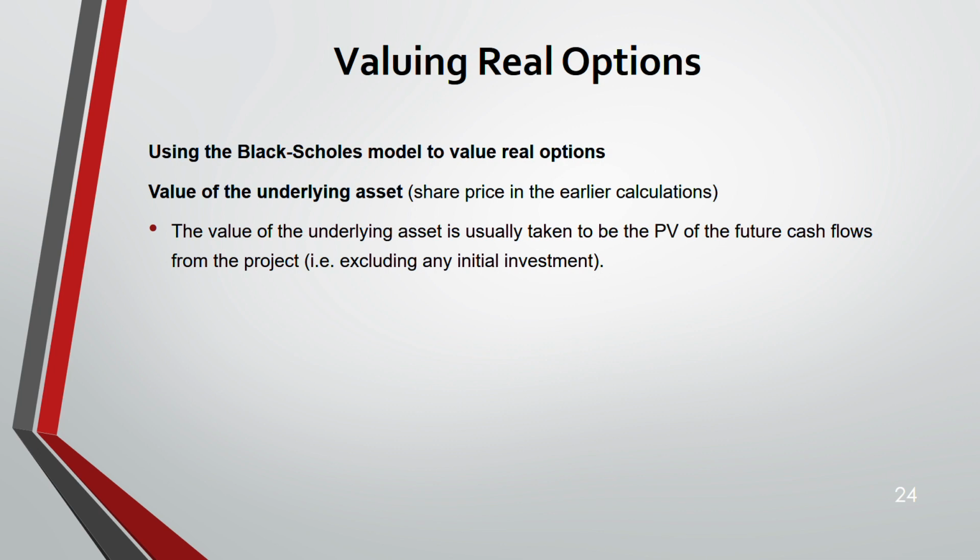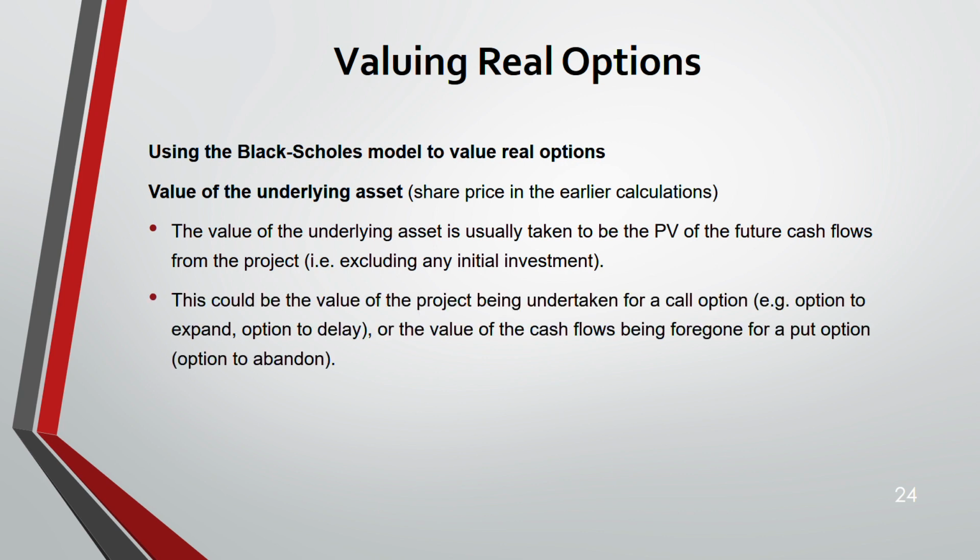You should use the present value of the future cash flow, because this is the option to expand or an option to delay. So, let's say option to expand, you're assuming cash flows will come in if you expand. So that's why present value of future cash flow should be used as the value of the underlying asset. If there's any initial investment, you exclude it. Okay, that is not taken into the picture. Only the present value of future cash flows. Then this could be the value of the project being undertaken for a call option. Whatever the present value of the future cash flow, that is taken as the value of the project or the underlying asset, you can say.